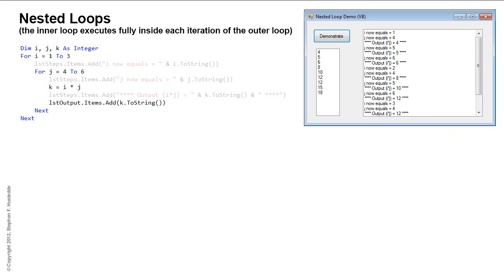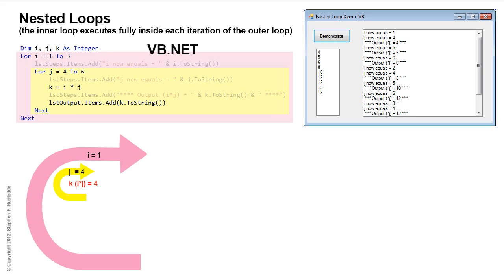Let me color code these 2 loops so you can see them. So we have that yellow loop inside the pink loop, and that yellow loop is going to execute 9 times, 3 times for each time the pink loop executes. When the loop first executes, I is going to be equal to 1, and then inside that it's going to do the for j equals 4 to 6.